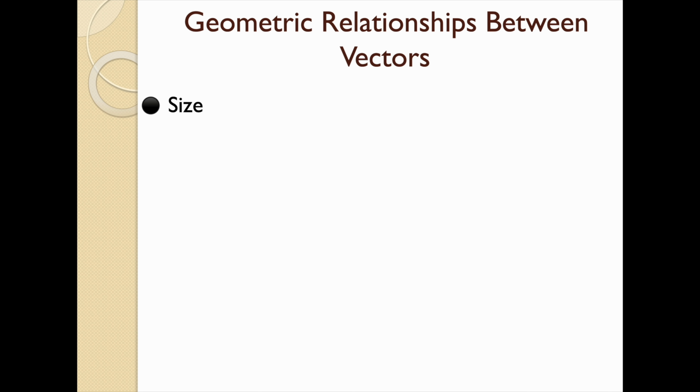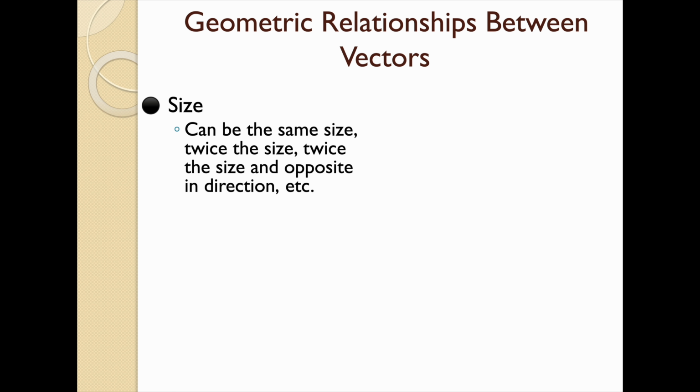All right, so geometric relationships between vectors. So we talk about size. Size can either be the same size, twice the size, and opposite in direction, and so forth. That's what we mean when we talk about size. Another geometric relation is parallel. Whether they are parallel to each other, that's a geometric relationship. So they could have equal distances at all points.